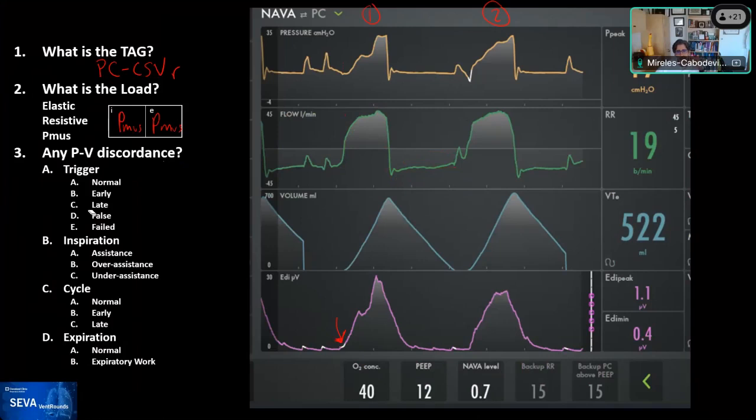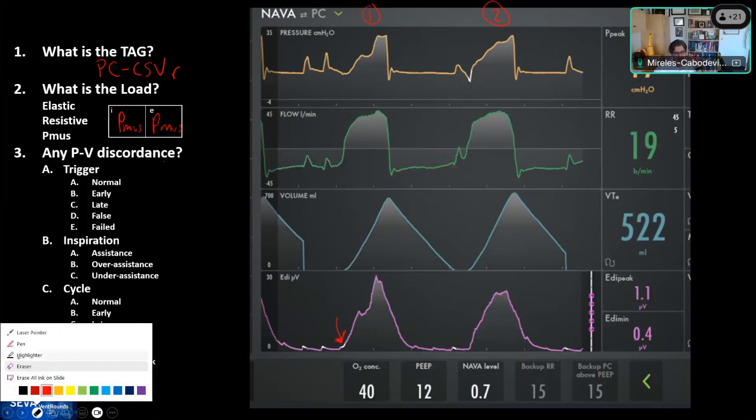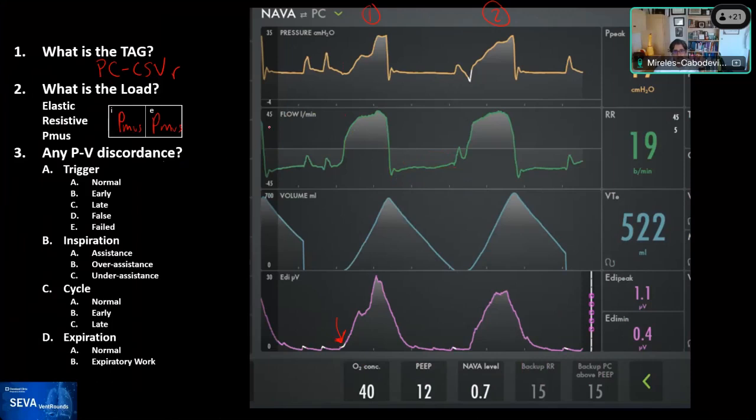Very good. So now let's go into the patient ventilator discordance. And as I said, there's a lot of stuff happening here. And so let's start with the trigger and talk about, is this normal, early, late, false, or failed? I'm going to let you guys answer, and then we'll come back.